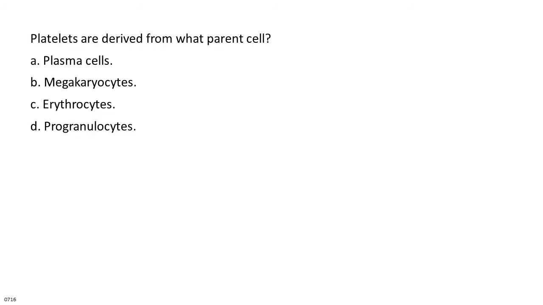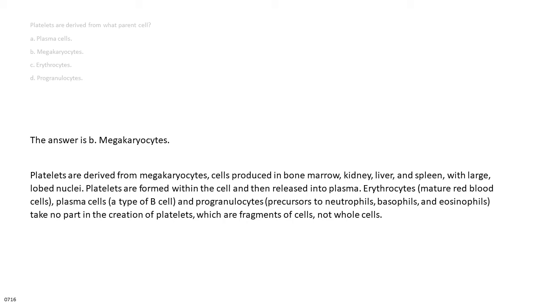Platelets are derived from what parent cell? A. Plasma cells. B. Megakaryocytes. C. Erythrocytes. D. Progranulocytes. The answer is B. Megakaryocytes.